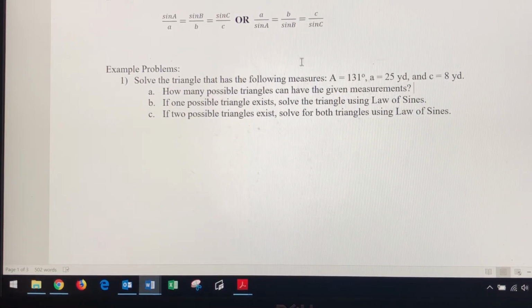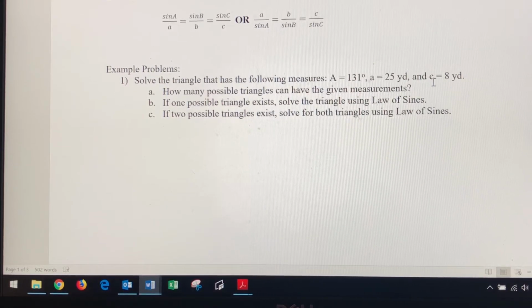So we've got a triangle that has the following measures. Angle A is 131 degrees, side a is 25 yards, and side c is 8 yards. Okay? So, how many possible triangles can have these given measurements? Well, angle A is obtuse. Okay? That means the other 2 angles have to be acute. All right? Now, side a is larger than side c. This can be the case.